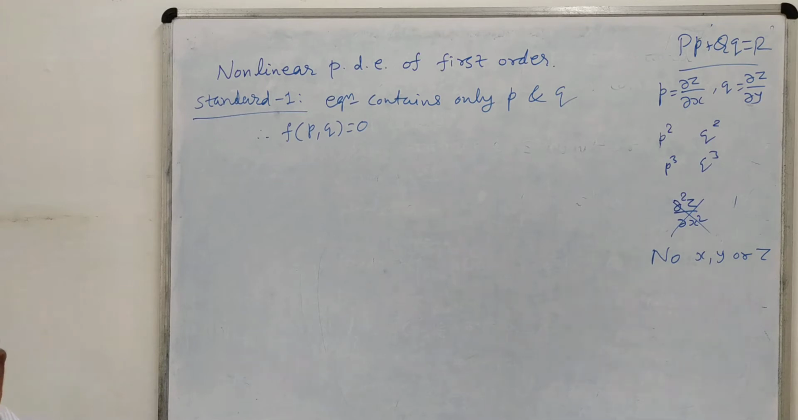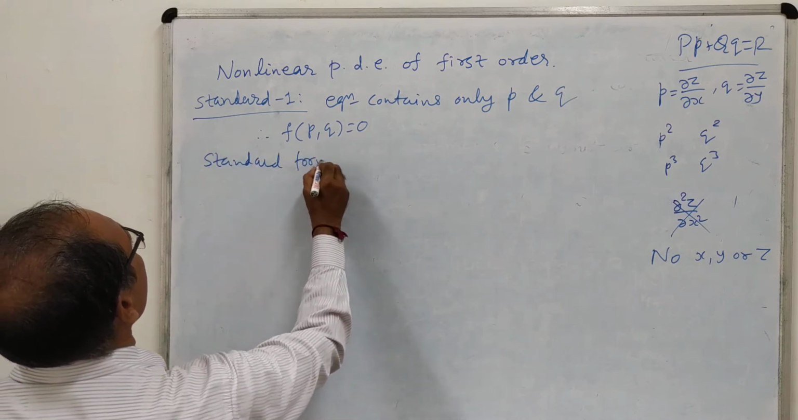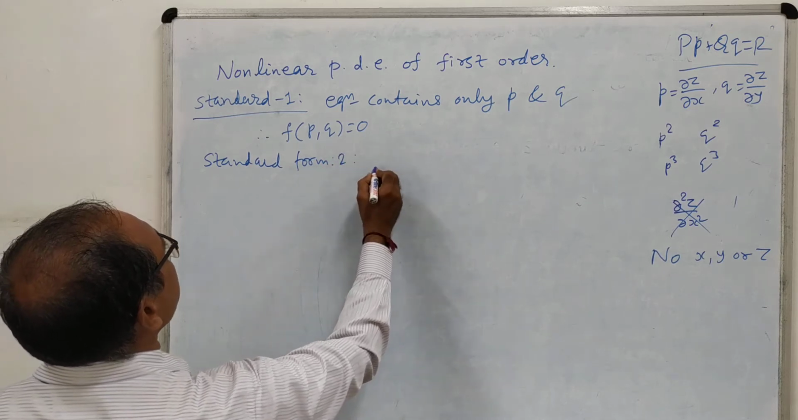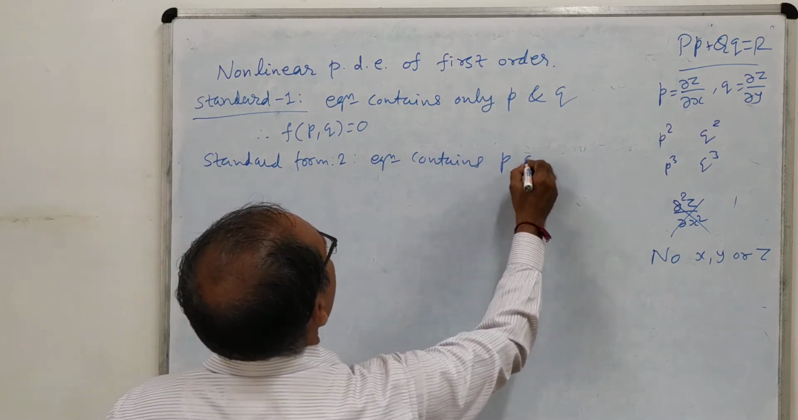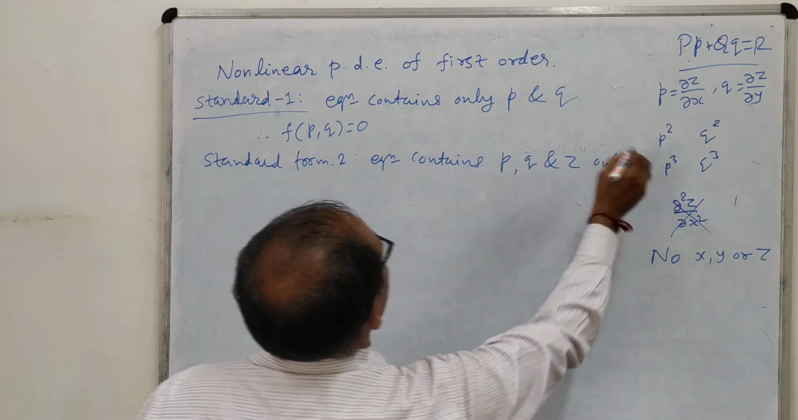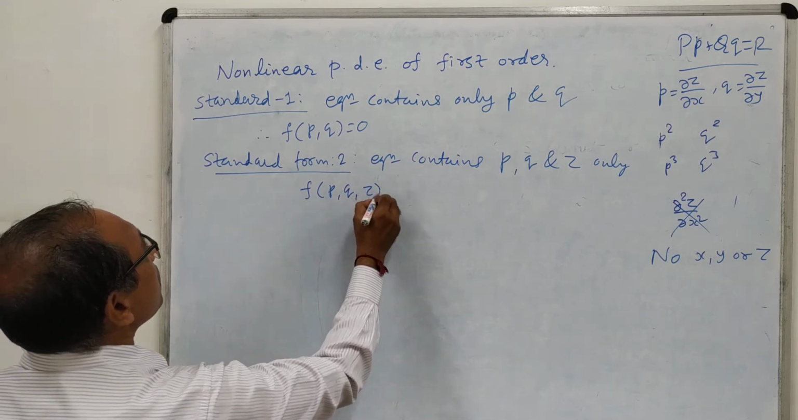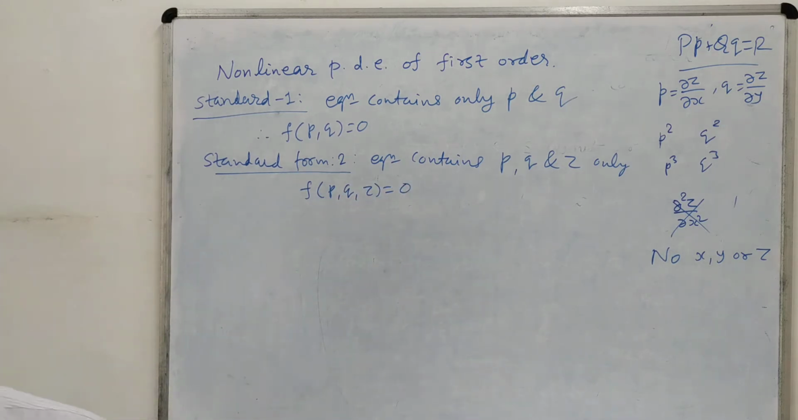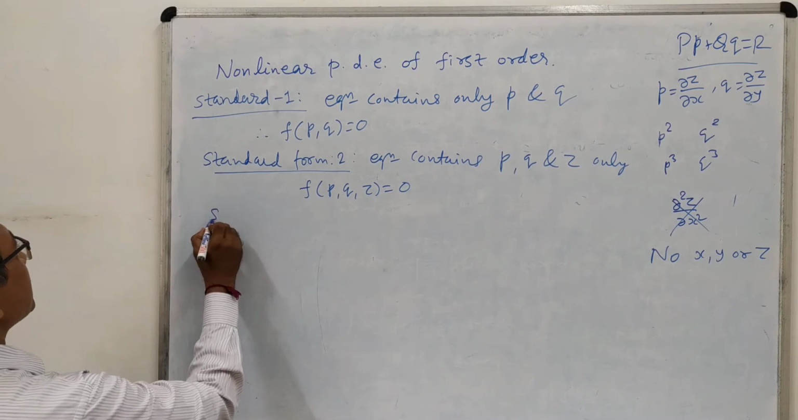the standard form 2, where the equation contains p, q and z only. So in this case, the equation can be of the form f of p, q, z equal to 0. That means no x and y are involved in this equation. Then we will see a different procedure for finding the solution of this type. Then the standard form 3.